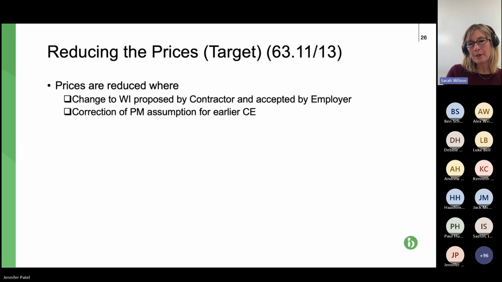If a compensation event reduces the price, then that means that in the same way as your activity schedule or bill of quantities would be reduced under your options A and B, so your target would be reduced under options C and D. Next slide, please.